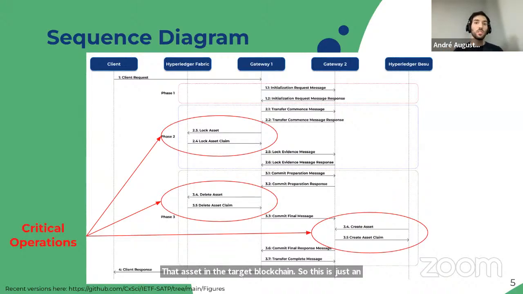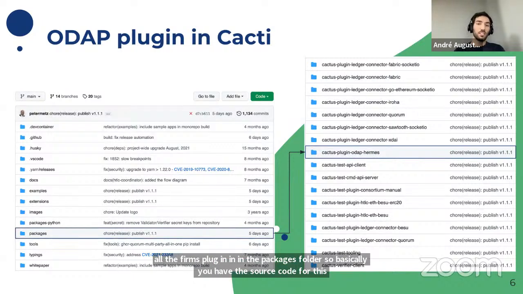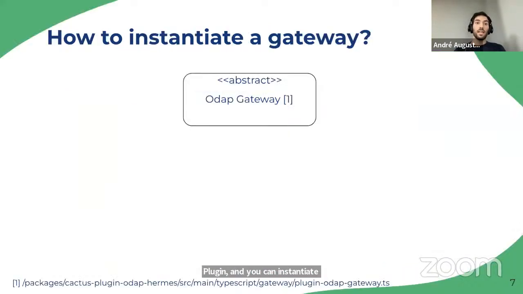And the connection between ODAP and Cacti is that we have a Cactus plugin, ODAP ERMS plugin, in the packages folder. So basically you have the source code for this plugin, and you can instantiate gateways there. And the idea to instantiate a gateway is that there's this plugin ODAP gateway. This is an abstract class, which has basically the gateway logic, the SATP or ODAP logic there. So it cannot be directly instantiated.